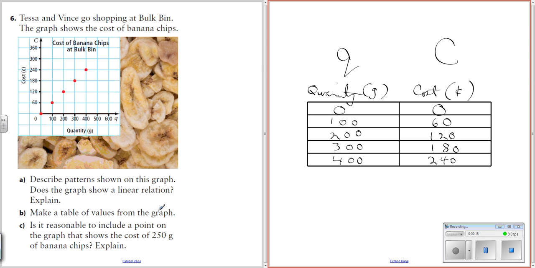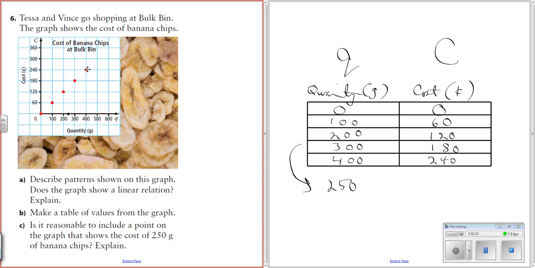So make a table of values for the graph. Question B, there is my table of values for the graph. Is it reasonable to include a point on the graph that shows the cost of 250? So I'll take a little arrow here and pretend that we had space there, and let's pretend it's 250. Is it reasonable that we might have to have that on our graph? On our graph, it would be labeled right here. You can see it right there. Is it reasonable? And the answer is yes.